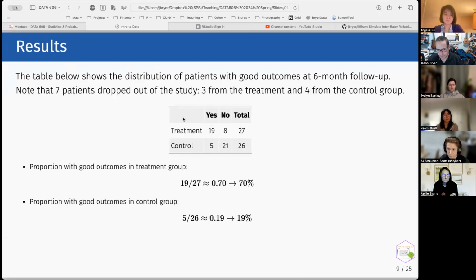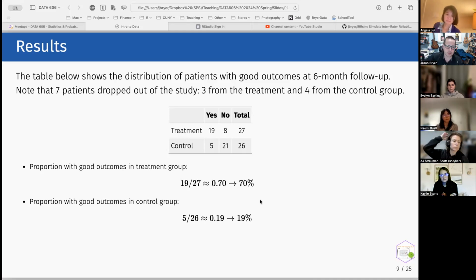Okay. So the results of this study, right? We show here for those in the treatment, we did a 6-month follow-up, measured to see if there was an improvement in their chronic fatigue syndrome, and 19 of the 27 in the treatment group had improvement, whereas only 5 of the 26 in the control group did, right? So it's 70% versus 19%. On the surface, we might say this cognitive behavior therapy is beneficial in terms of improving chronic fatigue syndrome. Now, we're going to spend the next few weeks defining, right? This is just saying on the surface, there's an effect.